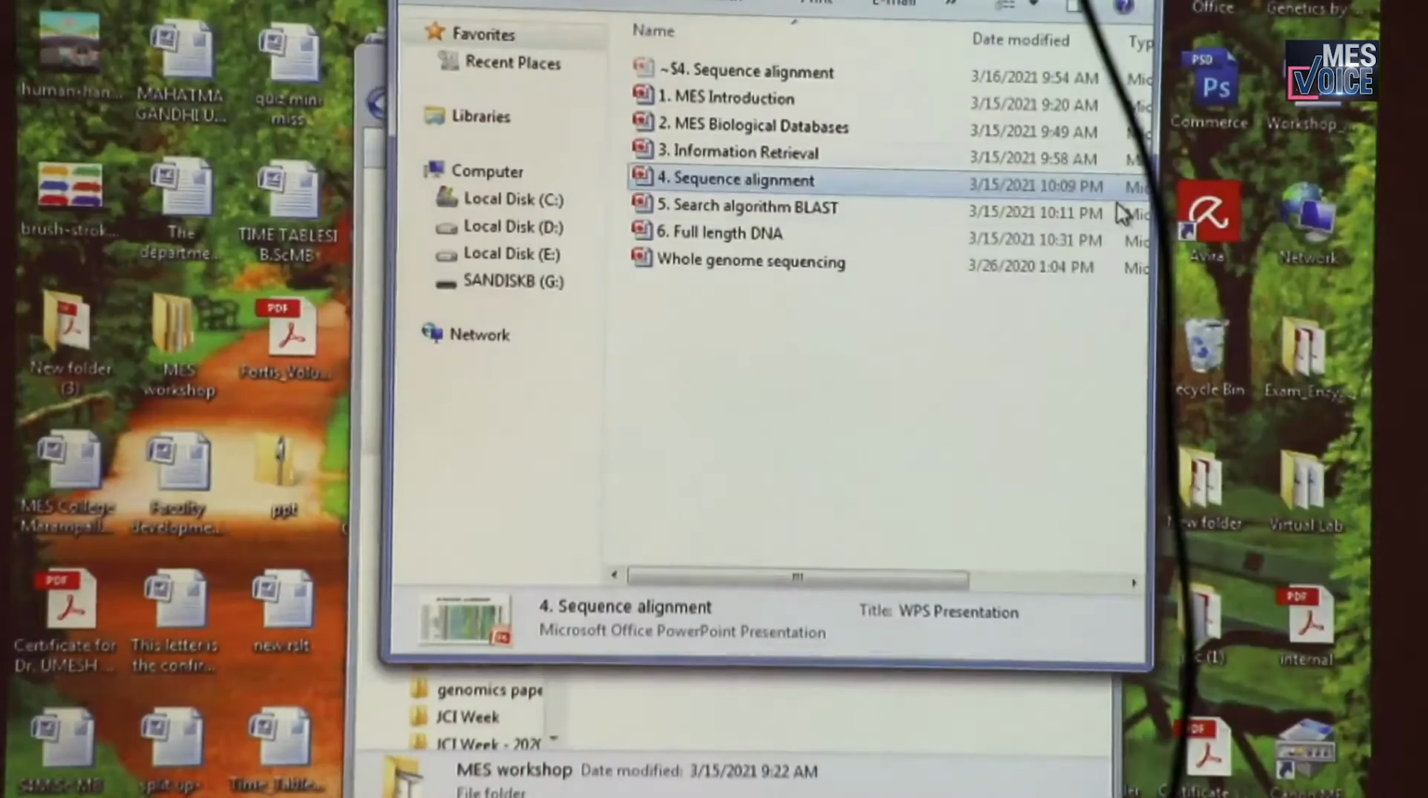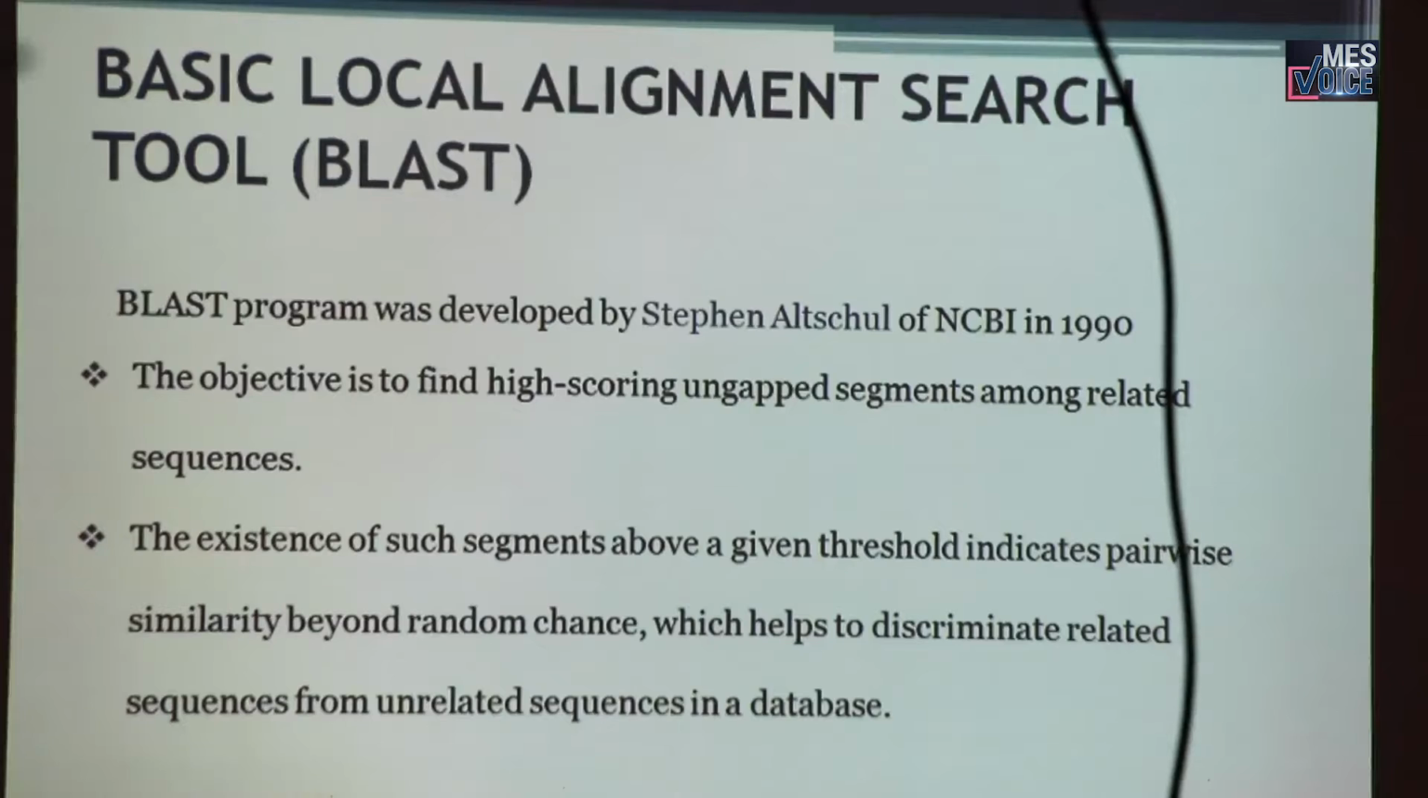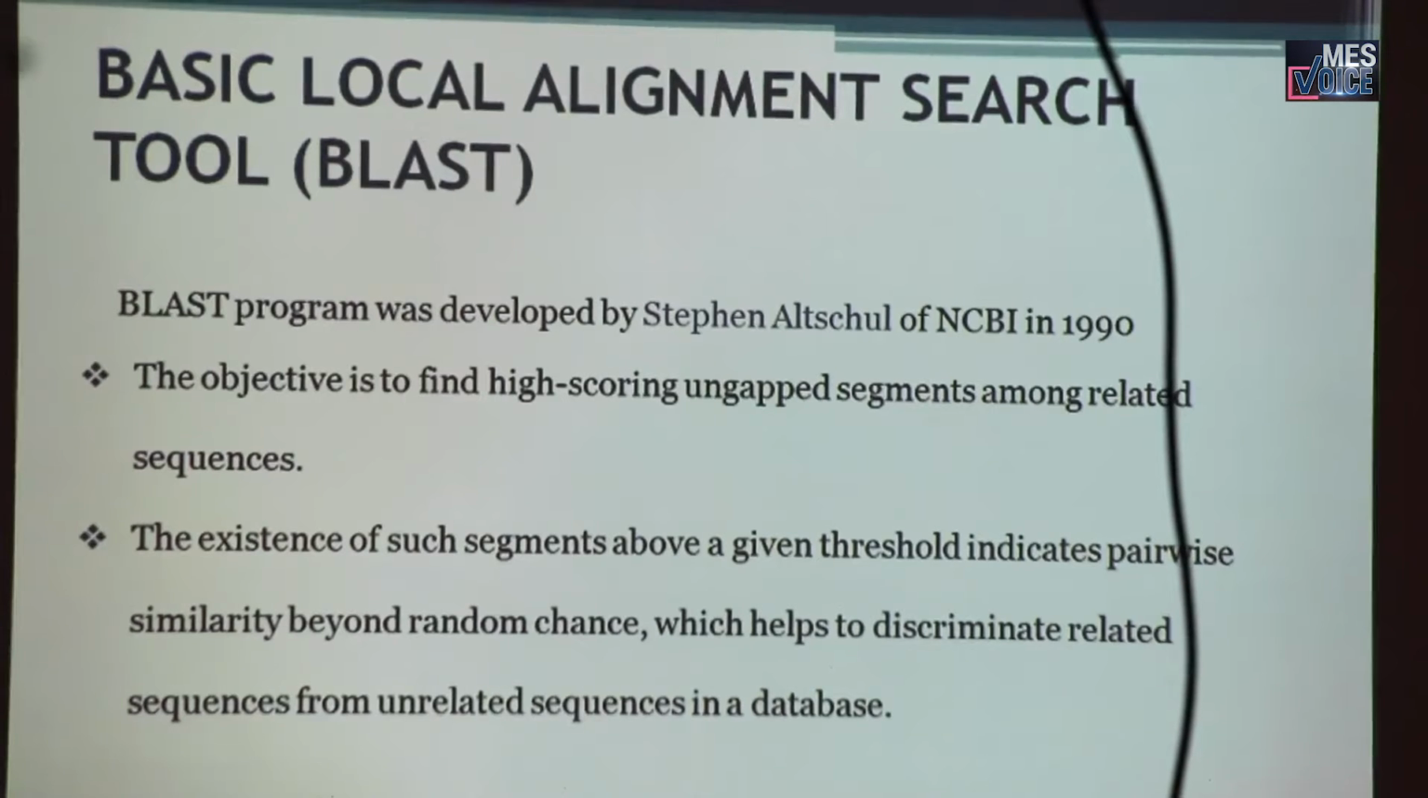Now we can see what BLAST is. BLAST program. Whenever we write in a manuscript that sequence similarity was searched using BLAST, you will have to write a reference. What is it? Altschul et al. It was developed by Stephen Altschul of NCBI in 1990. It is available in NCBI.